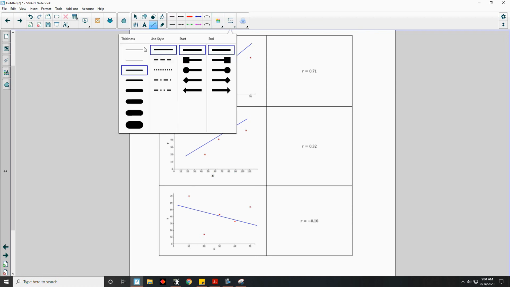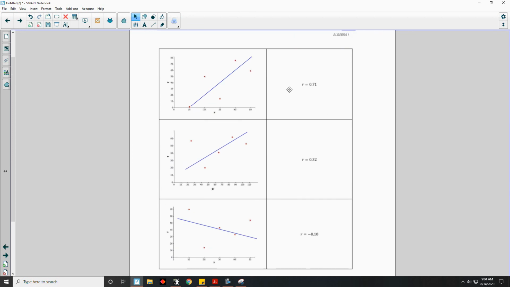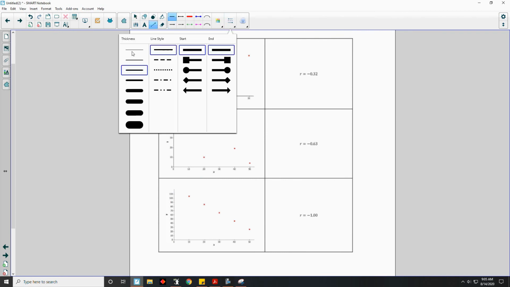Let me just put my cursor back here. Okay. So, recapping this page. Positive, moderately strong correlation, positive weak correlation, negative weak correlation. Okay, page 7 brings us to 3 more examples, and we're going to continue with what we've been doing.